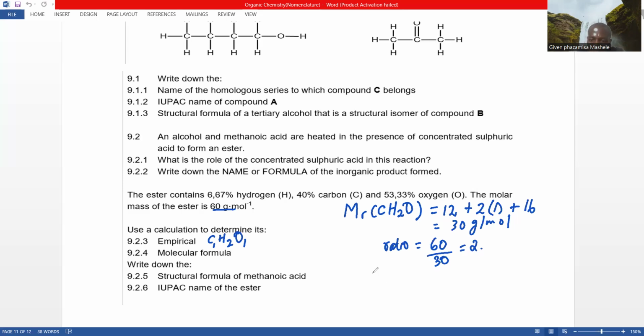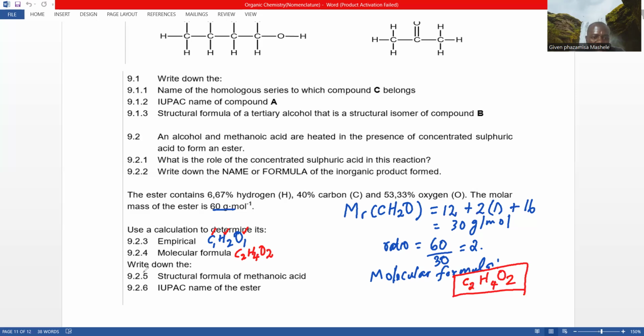So which means that to determine the molecular formula of the ester, we're going to multiply the atoms of carbon, hydrogen, and oxygen in the empirical formula by 2. So this will give us C2H4O2. And C2H4O2 is the molecular formula of the ester. I believe you understand how we got this.